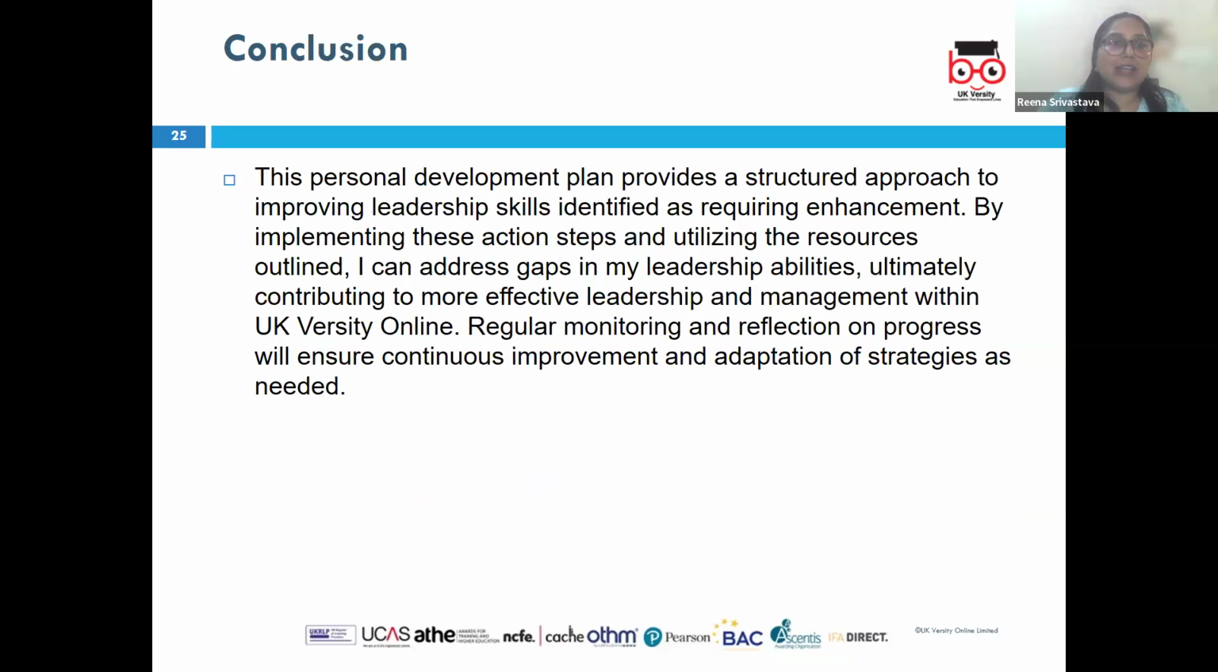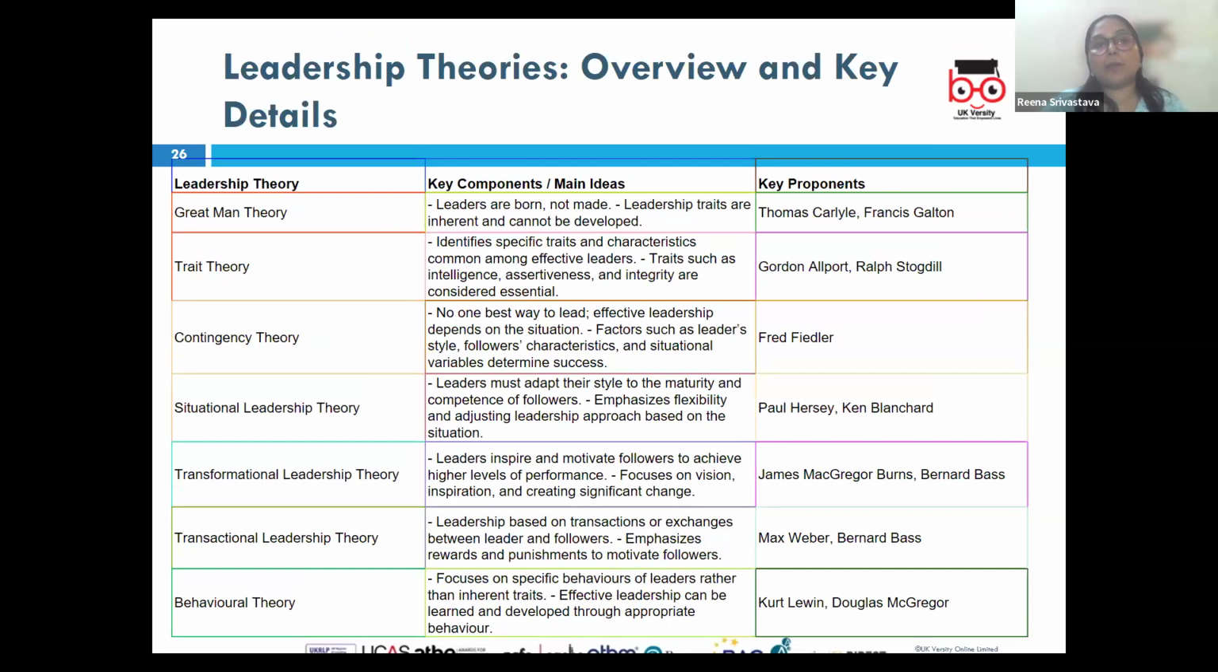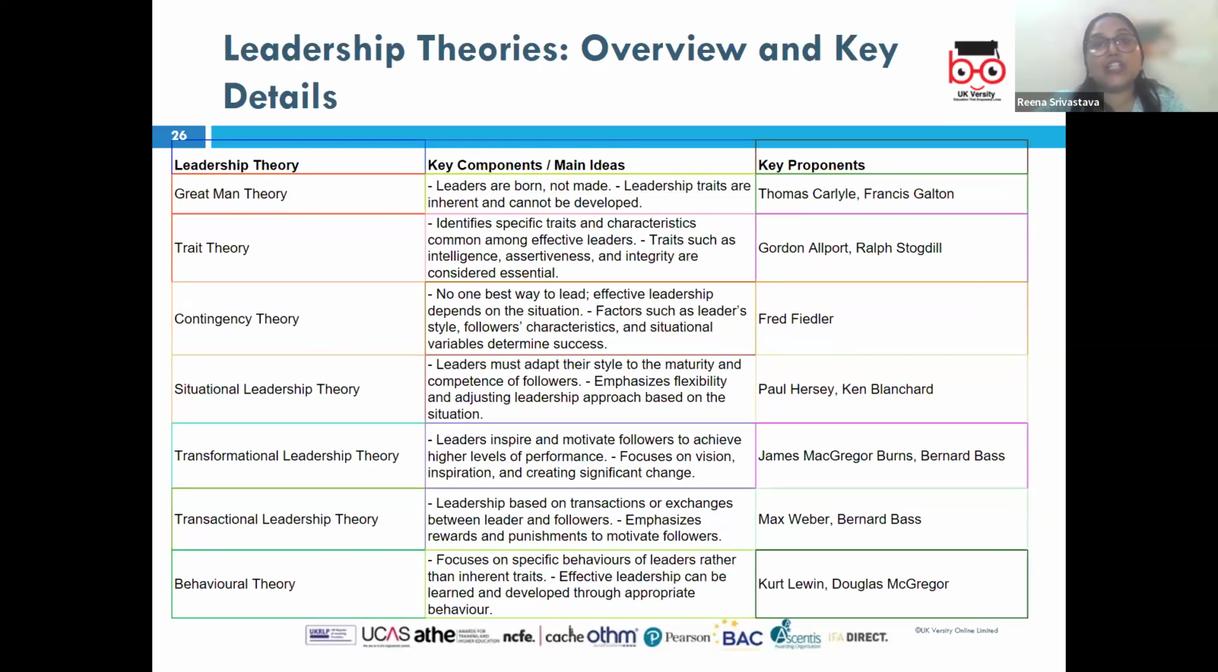Again, here you will see there are certain other tables that are based on the topics that we have covered over the course of this LO. Now, starting with the leadership theories. We have seen previously in different LOs, different types of leadership theory, like your great man theory, trait theory, contingency, situational leadership theories. And we have also seen what are the main ideas and the key proponents of this particular theory. For example, let's take contingency theory.